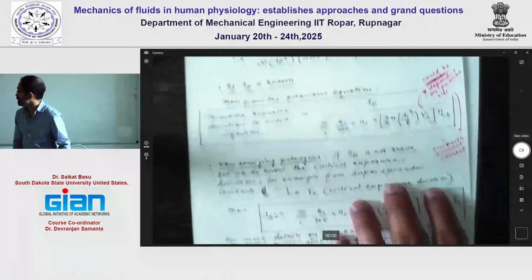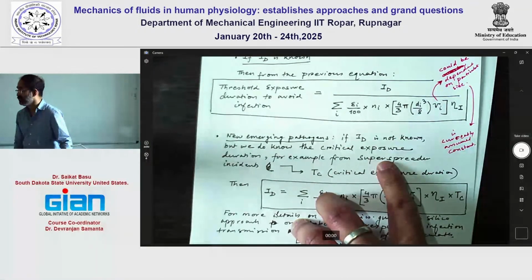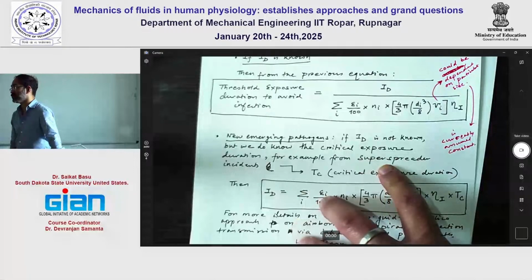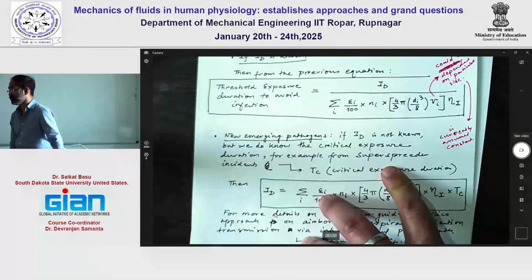TC is coming from the super spreader incidence in this case. If the pathogen is emerging, over the first 2-3 months, you will find some papers where they have reported this incidence where one single infected person infected others quite efficiently, and they report that exposure duration. There were multiple studies with COVID-19. There are multiple studies right now with monkeypox, and you can use those numbers. So this may not be accurate.